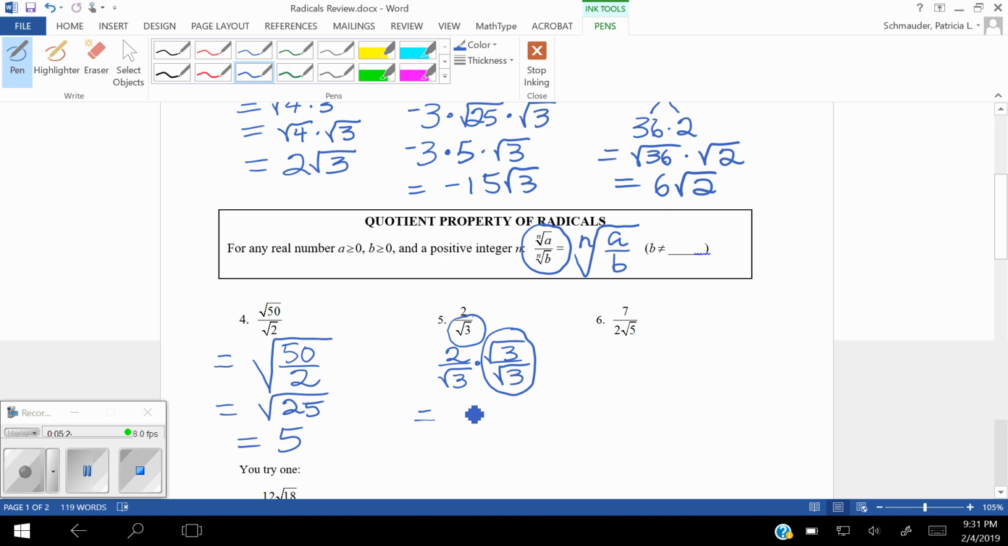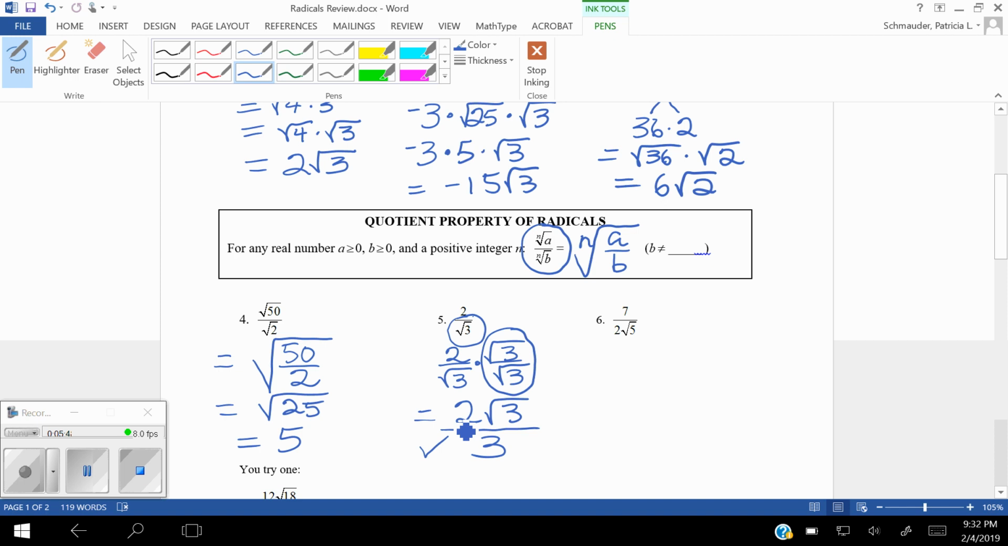Now when I multiply fractions, I multiply numerators, so 2 times the square root of 3 will be in the numerator. Square root of 3 times the square root of 3 just gives me 3, because that would be the square root of 9, right, by the product property, and we know that's 3, and none of that can be simplified anymore, so that is going to be my final answer.